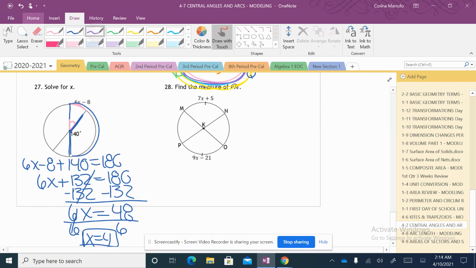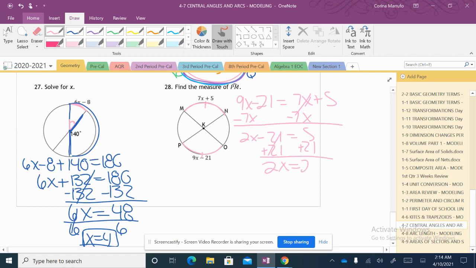On this next one, they tell us to find the measure of PM. Okay, so let's see. The information that they give us is that this arc mark should be the same as this one, by using the little arc marks, so the tallies. So I'm going to go ahead and set them equal to each other. Okay, so that's what they tell us. So that's what we're going to start with. So we subtract the 7x. This gives me 2x minus 21 equals 5. We add the 21. This cancels. We get 2x equals 21 plus 5 is 26. We divide both sides by 2. And we get x equals 13.